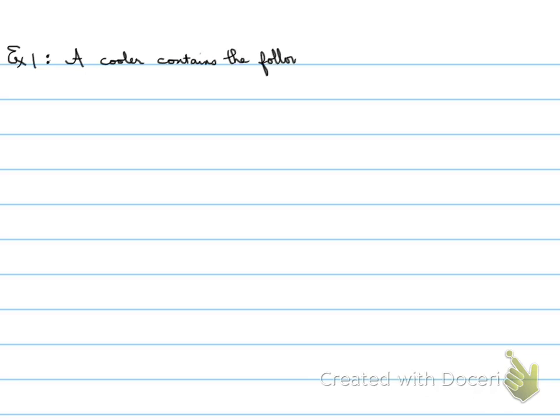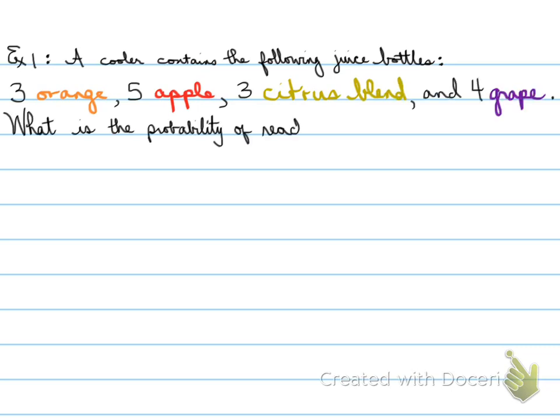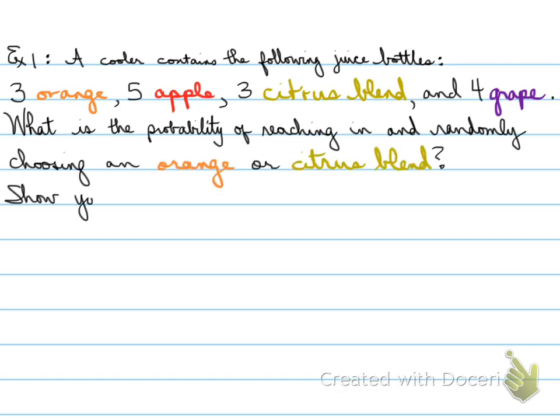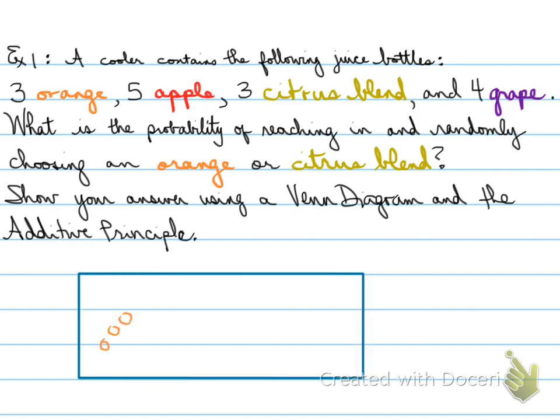Let's try an example. Example 1. A cooler contains the following juice bottles: 3 orange, 5 apple, 3 citrus blend, and 4 grape. What is the probability of reaching in and randomly choosing an orange or a citrus blend? Show your answer using a Venn diagram and the additive principle. So let's try and do this.